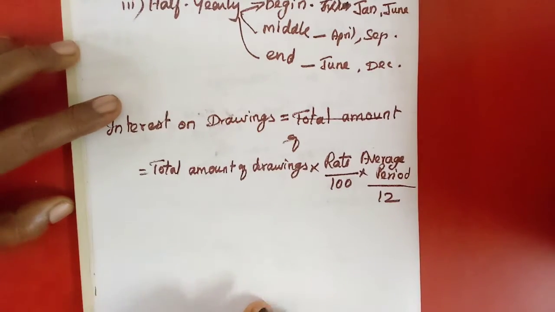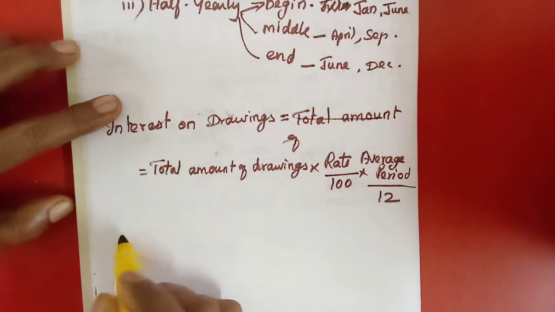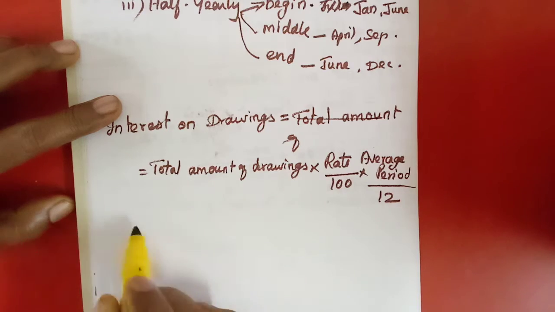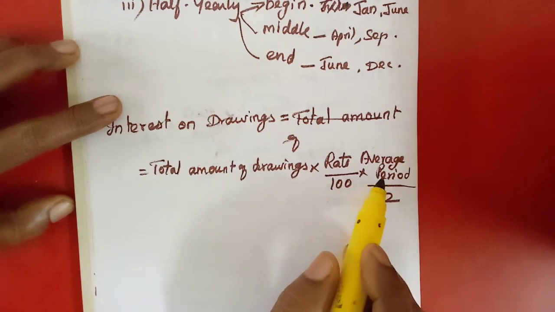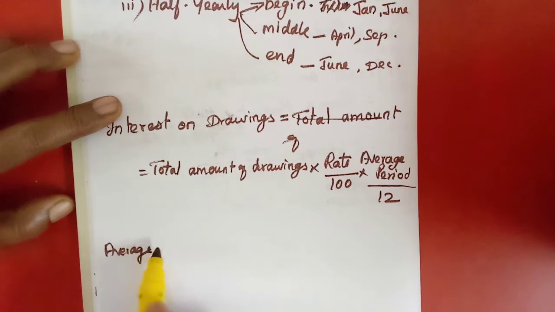Here we are going to calculate the average period. The average period is the number of months from the date of the first withdrawal to the end of the withdrawal. That is the formula for the average period. To calculate the average, it means divided by 2, isn't it?